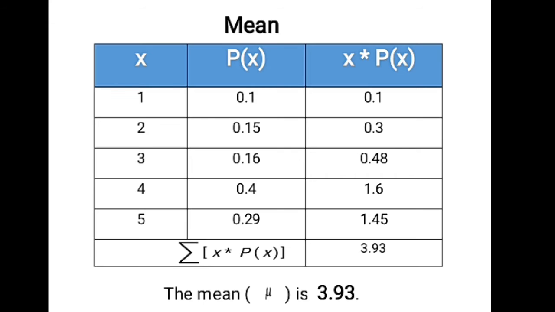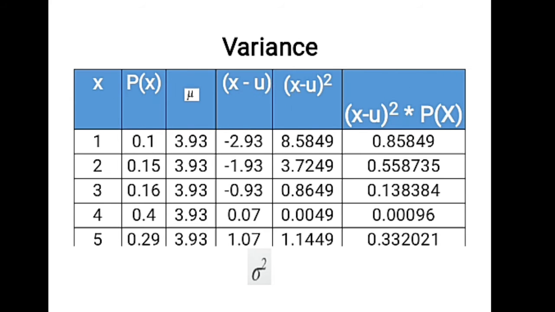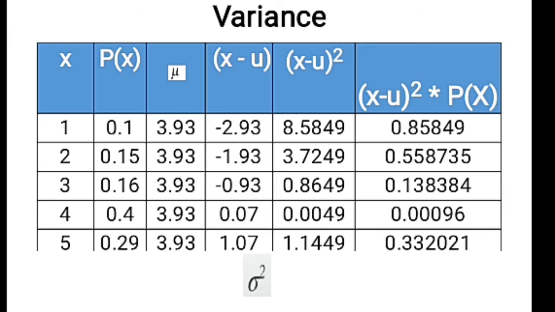Okay? Be very careful in solving the mean, because if you get an error in the mean, the variance and standard deviation will also be incorrect. So let us have the variance. The formula is the difference of the random variable x and the mean, raised to the power of 2, times the probability.